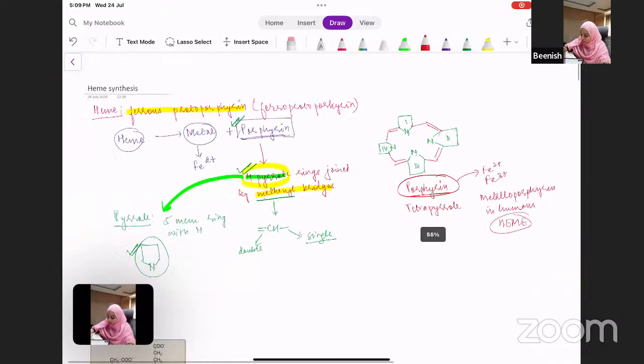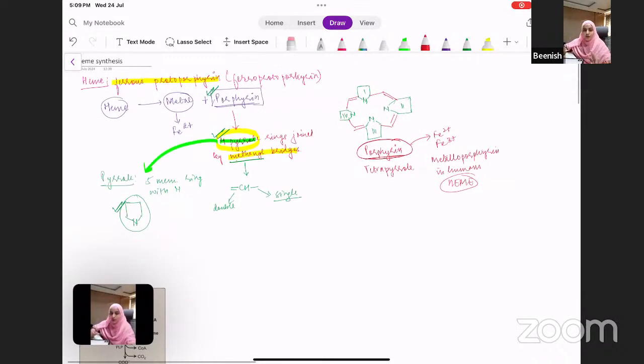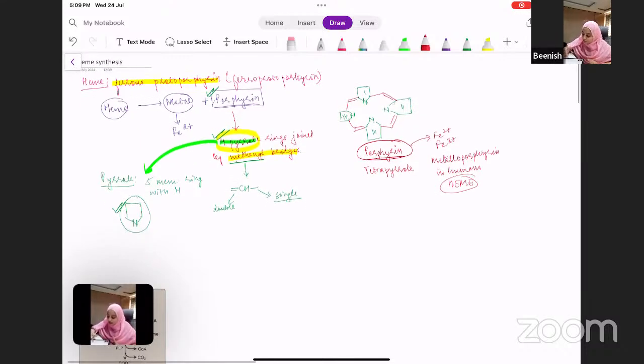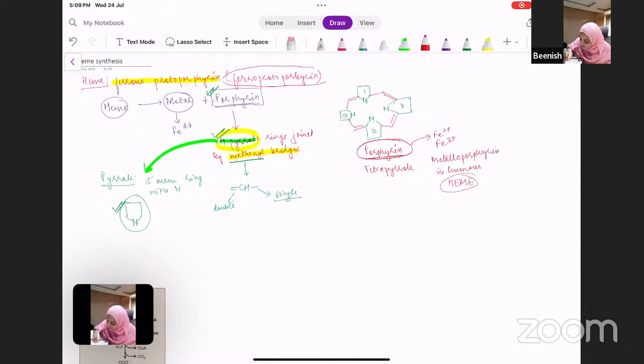Okay. So now you know the structure of heme. What is heme? It is a ferroprotoporphyrin. So if you only remember that heme is a ferroprotoporphyrin, then you can elaborate on that: that it has a metal part, which is the iron in the Fe2+ state, and it has a porphyrin.